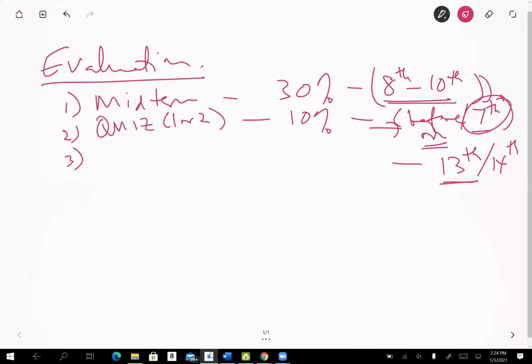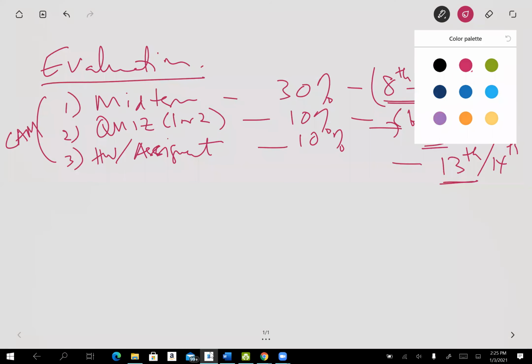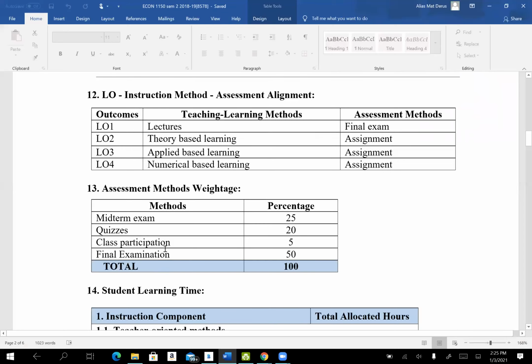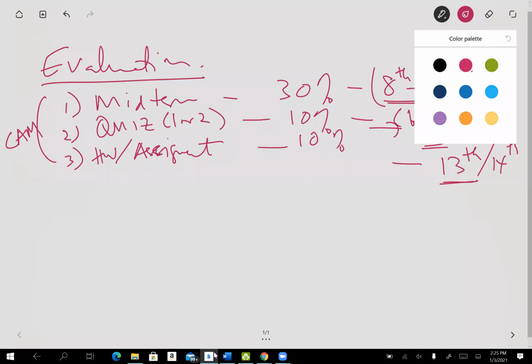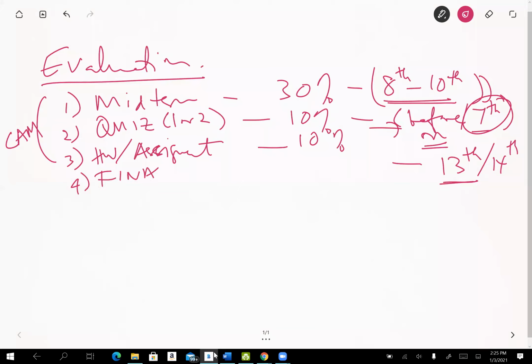What will be evaluated will be the homework and assignment. Okay, this will be another 10%. So you have 50% already. So that 50% will be your CAM. Okay, now the last part would be the final exam. So the final exam would carry 50%. So if you look at the course outline, you have the final exam, 50%, total 100. So you have evaluation number four, that will be the final, that 50%. So total 100.